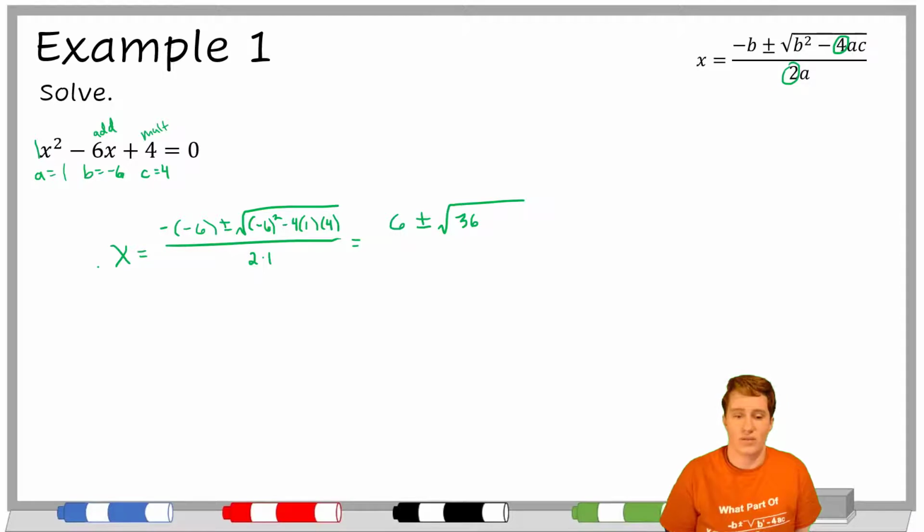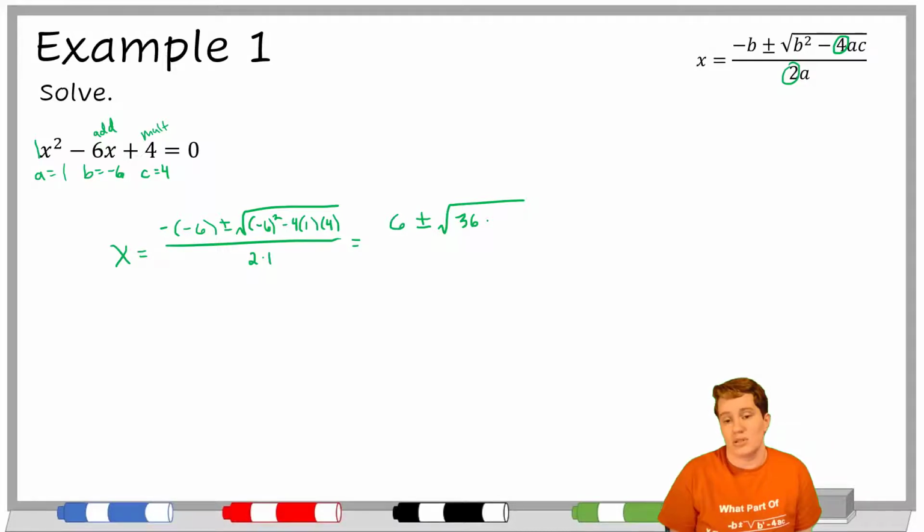This 4 and this 2, those don't ever change. Later on, once you've learned a completely different method for how to solve these, we'd be able to go through the process of showing how you can get the quadratic formula, but it's kind of complicated. So the 4 and the 2 just are there. Negative 4 times 1 is negative 4.